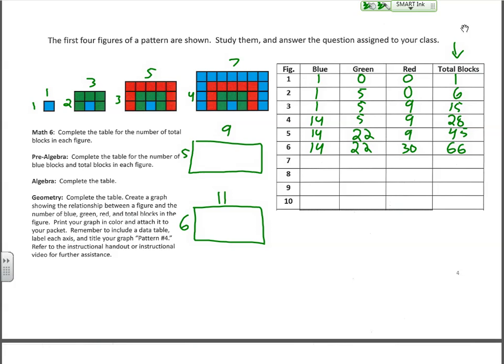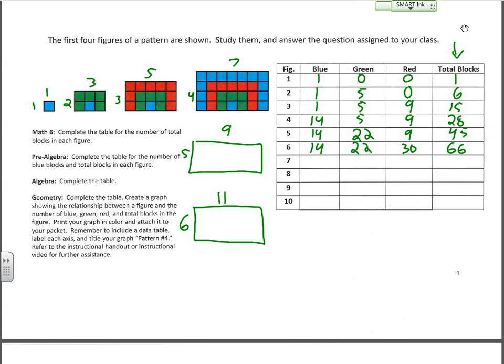So for algebra, your job is to complete the table. And geometry, we'll talk about your packet next week, but you get to make another graph. The graphs, by the way, just get cooler as you go through them. Any questions on this one?